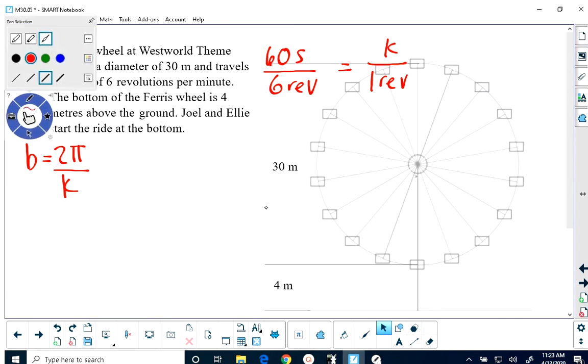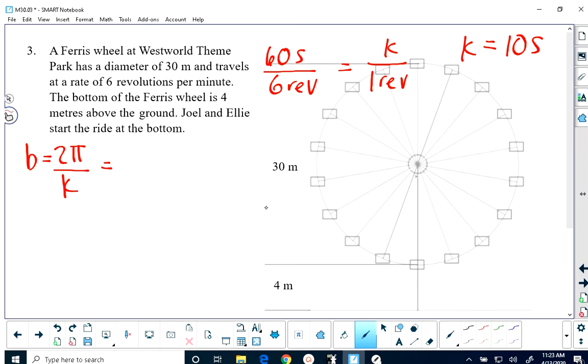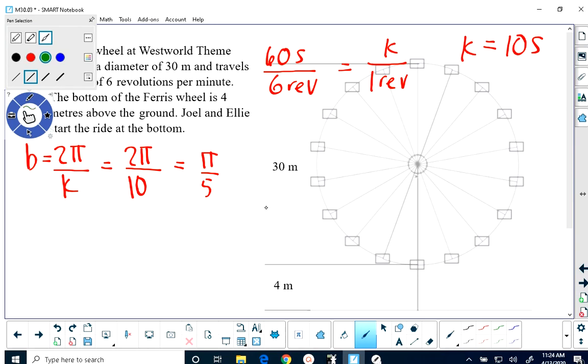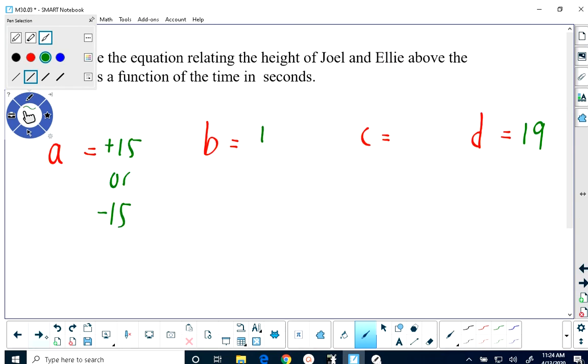And I suspect that many of you would have just said, well, if it goes around 6 times in 60 seconds, then the period is 10 seconds. We can throw that into our formula for B, 2 pi over the period, which is 10 seconds, and 2 over 10 is 1 over 5, so we get pi over 5, and now we know B. The tough part now is finding C.